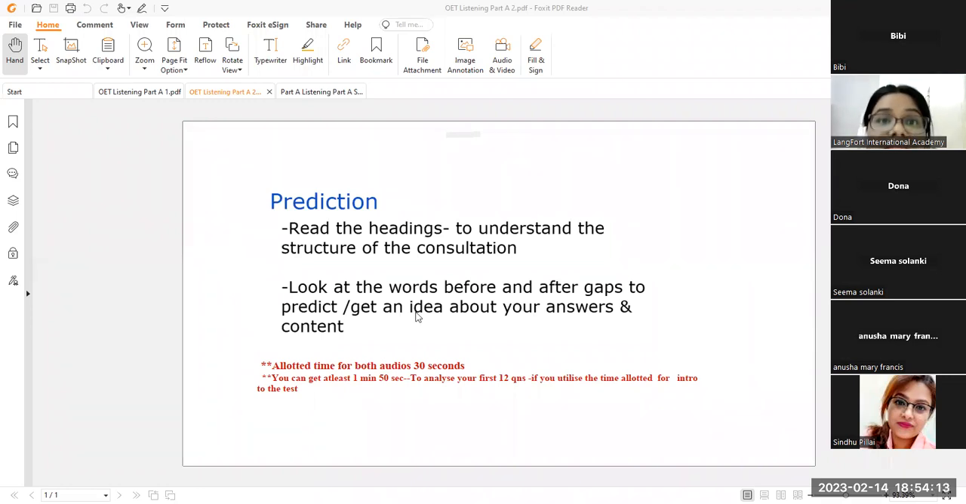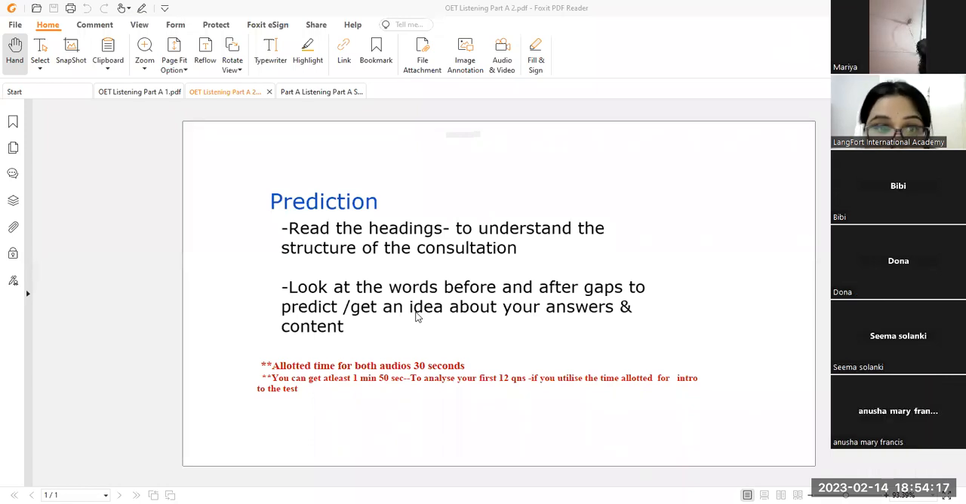So please do not underestimate prediction. Prediction is all about going through your headings, going through your question, and trying to predict what is going to be your answer. What type of word can come as your answer for each question. And remember, yes, I agree, for both audios you get 30 seconds to prepare. So doing a thorough prediction during 30 seconds takes practice. It takes good speed reading. All those come into the picture.